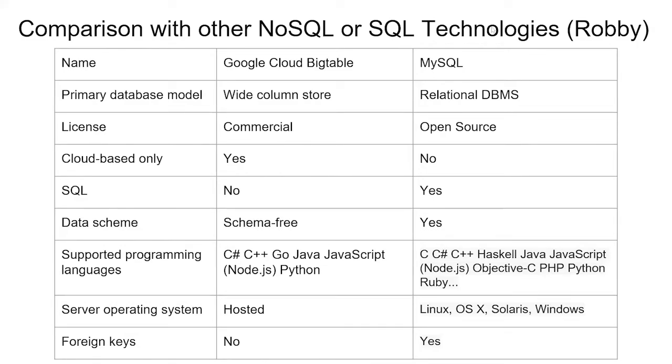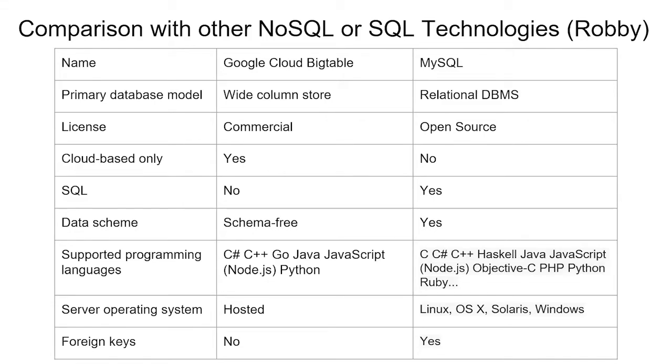Bigtable is cloud-based. It's only available as a cloud service, so you need access to the internet to use it. MySQL is not cloud-based only, so you can use it anytime once you have it on your server or computer. The license of Google Cloud Bigtable is commercial. MySQL is open source. Google Cloud Bigtable does not support SQL. MySQL supports SQL.